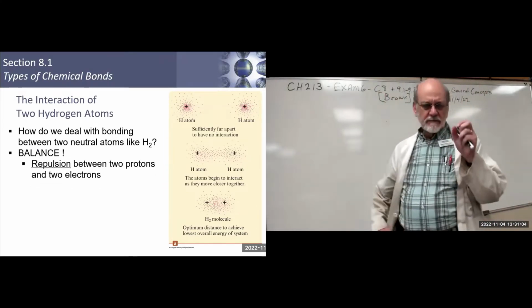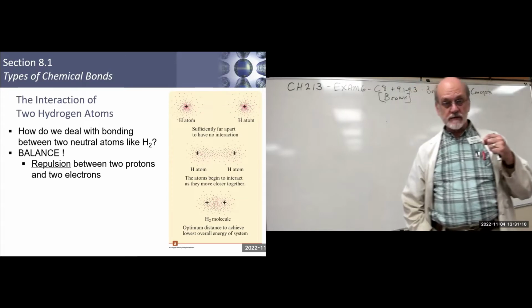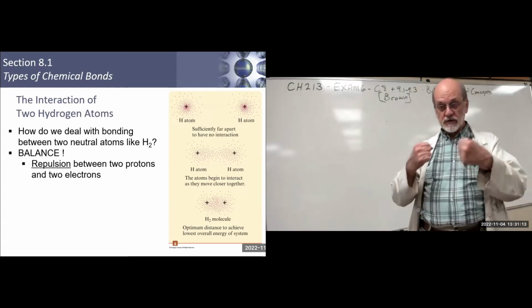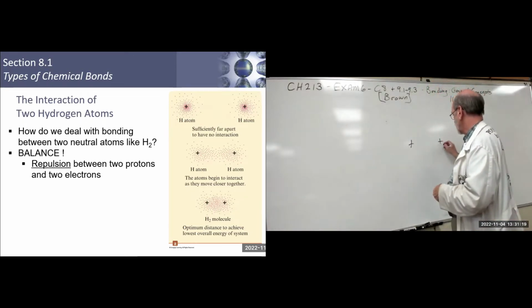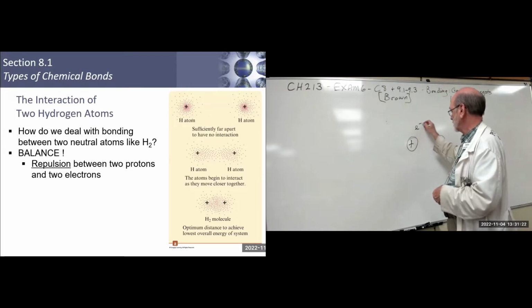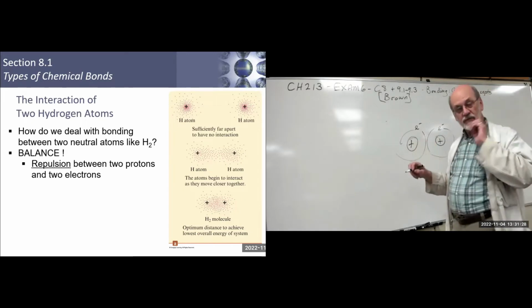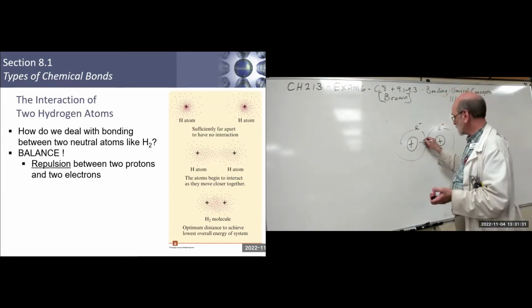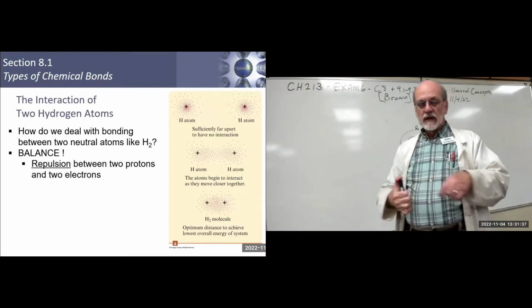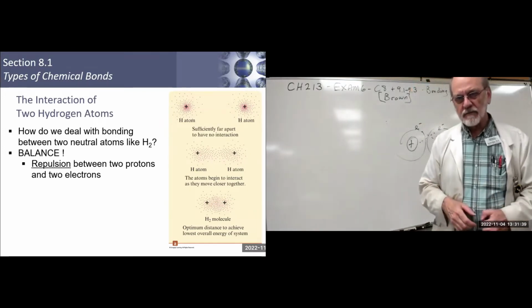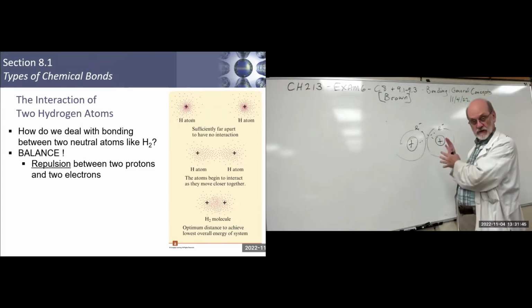Well, we have to understand a couple of things. One is there are repulsive forces between the protons, the two protons of the hydrogen atom, and the electrons that occupy the space around them. Right? Those are repulsive forces. But we also get attractive forces here between the electrons and the protons. So it's really a balancing act. At what distance do you get so much repulsion that you can't get them any closer?